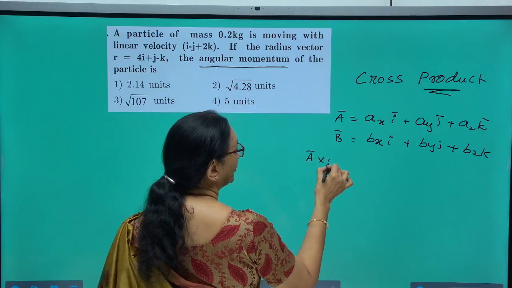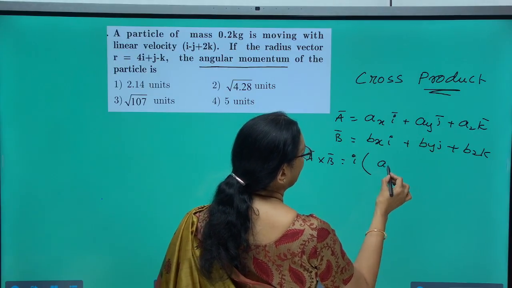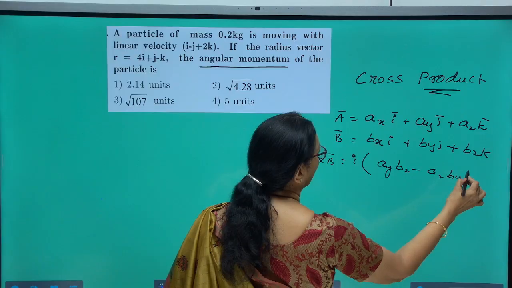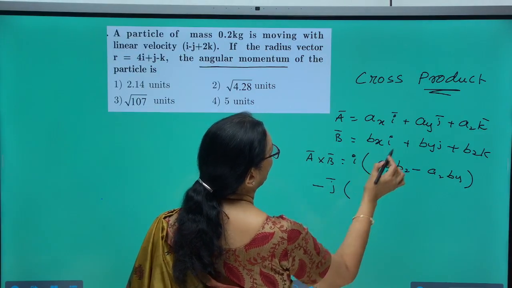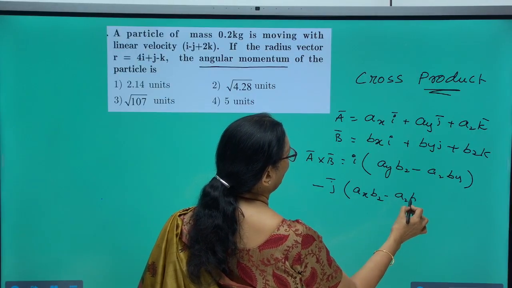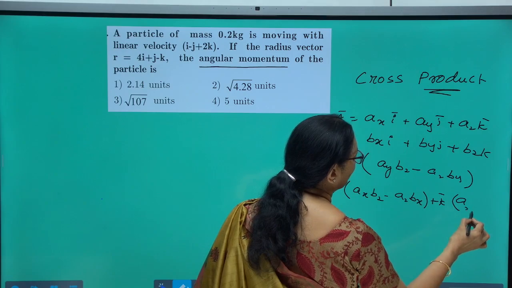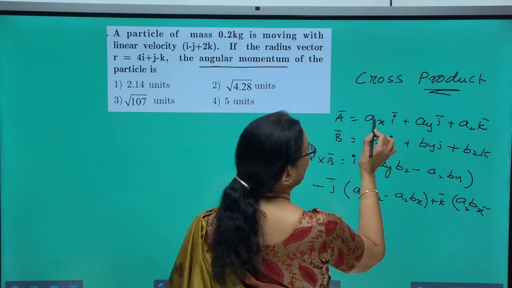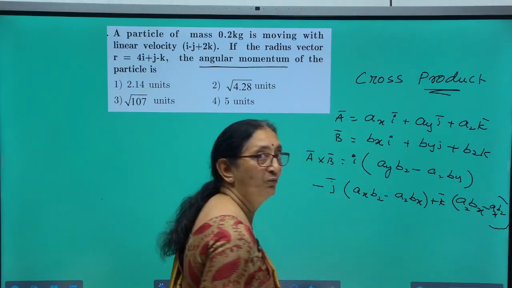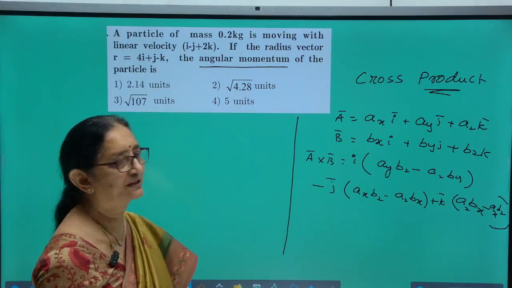Then A bar cross B bar is given by I bar into AY BZ minus AZ BY, minus J bar into AX BZ minus AZ BX, plus K bar into AX BY minus AY BX. This we must know to do the problems based on the cross product of two vectors.